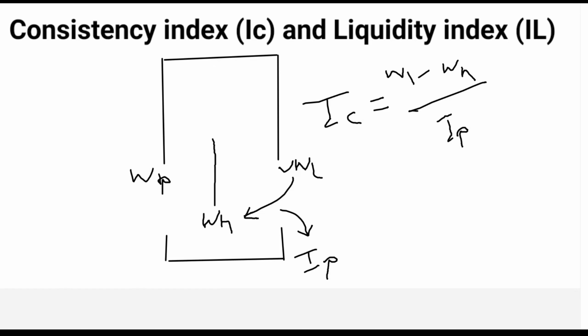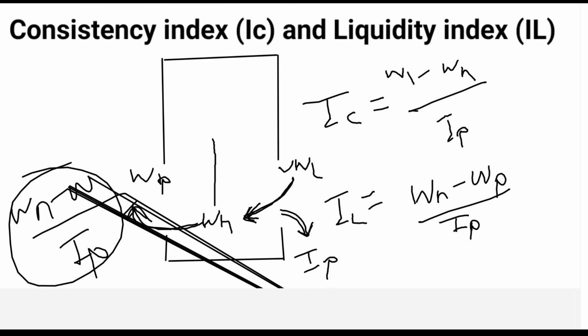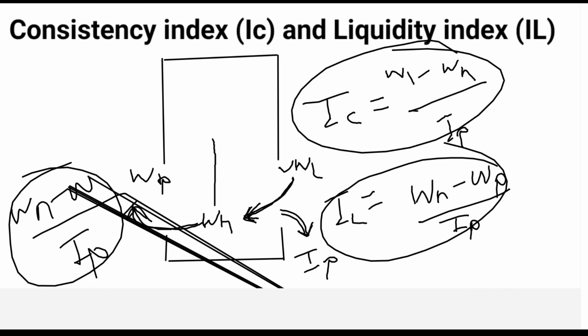Am I right? The next formula, guys, is the liquidity index IL. IL is nothing but the natural water content relative to the plasticity index. So you can write the natural water content W minus WP, divided by IP. You can write it over here like this. Guys, tell me, do you have any problem writing this? This is one trick, one formula. So guys, tell me, how is it?